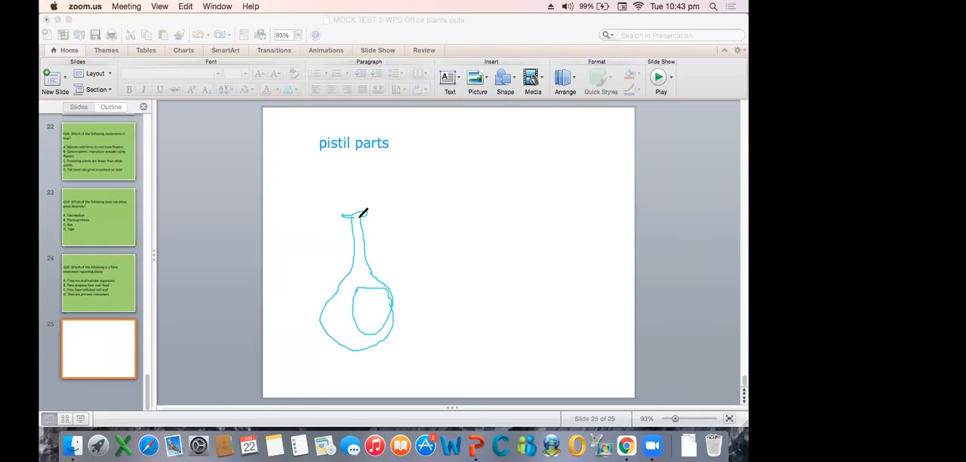Clear to everyone? I have a question, ma'am. What is the difference between pistil and carpel? It is one and the same. It is the other name of it. It is not different from the other.